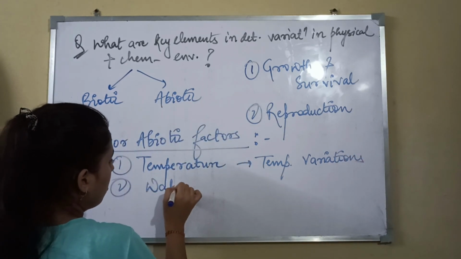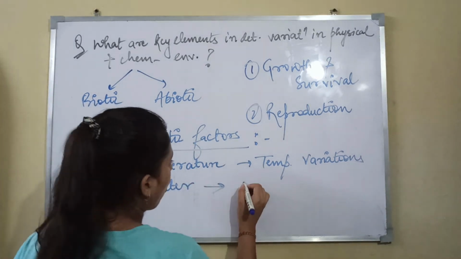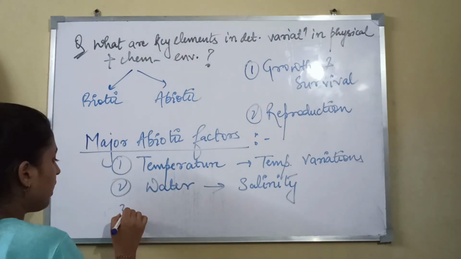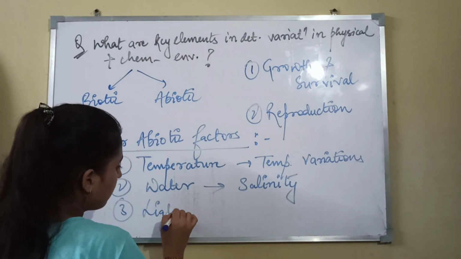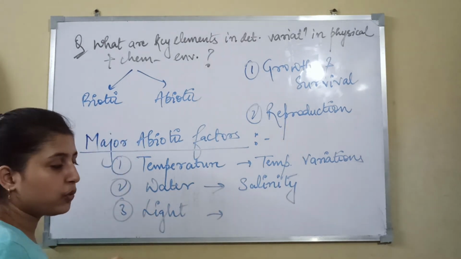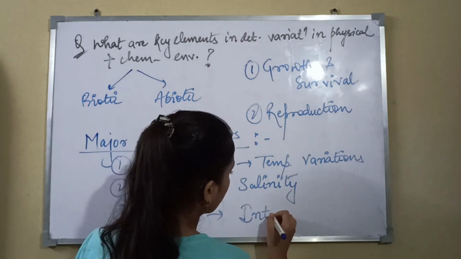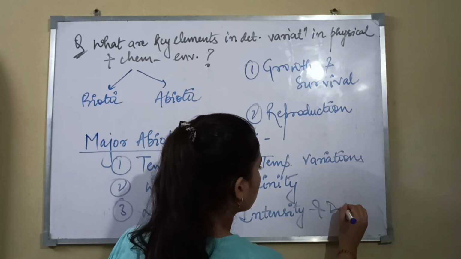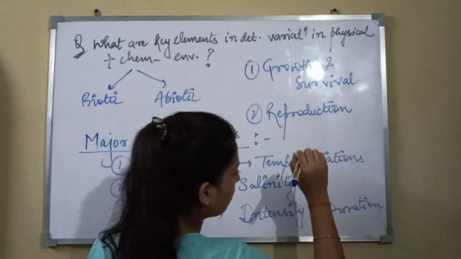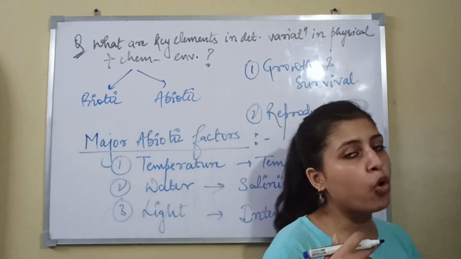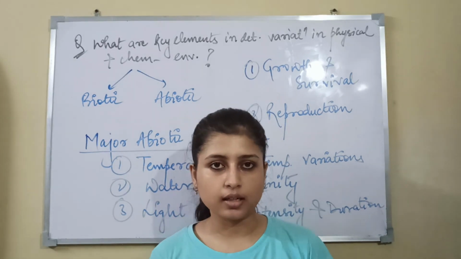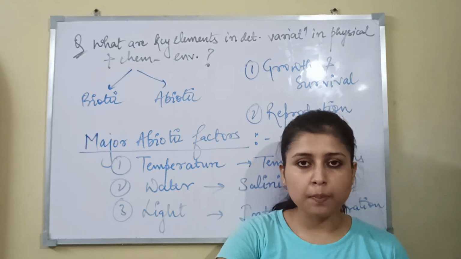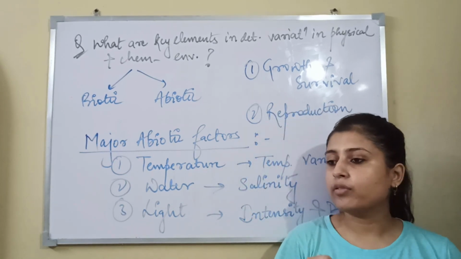Second is water. What will we study in water? The salt condition or the salinity effect. Then we have light or sunlight. In sunlight, what will we study? The intensity and duration effect. So the intensity of sunlight as well as the duration of sunlight. You know, some plants would require more sunlight, some plants would require less sunlight, right? That's why we also call them long day plants and short day plants. So that we'll be studying further.